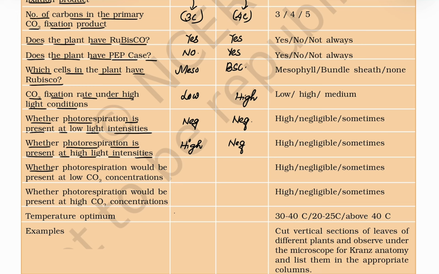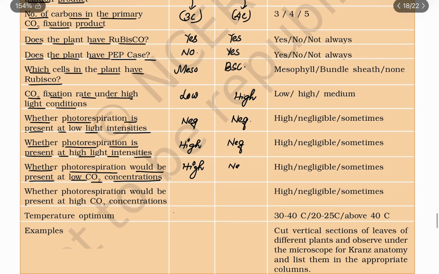Next, whether photorespiration would be present at low carbon dioxide concentration. At low carbon dioxide concentration, the chance of photorespiration is very high in C3 plants because oxygen can react with Rubisco and perform photorespiration. But in C4 plants, photorespiration is not applicable, that means negligible. Next, at high carbon dioxide concentration, photorespiration is negligible in C3 plants, and in C4 plants also negligible.